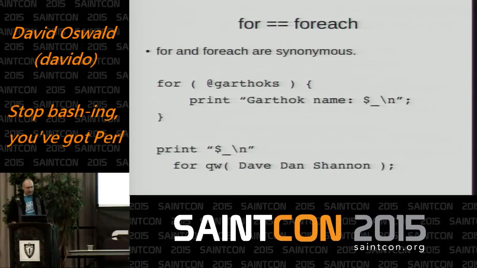And here's a little secret. For and foreach are the same exact thing. So instead of saying foreach element in an array, you can just type for. And so you'll see that a lot in Perl code. People get tired of typing out foreach. There's no reason to type foreach because for and foreach are the same thing.